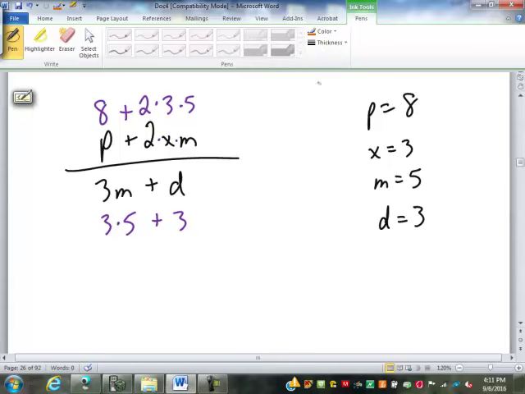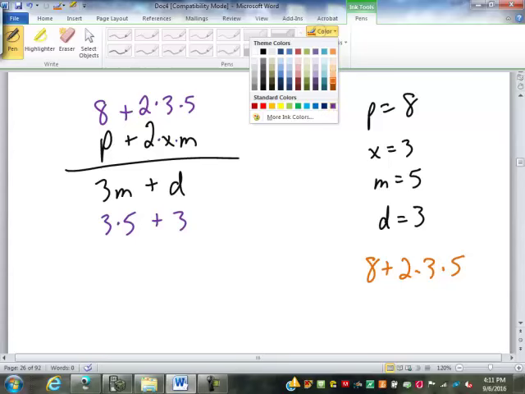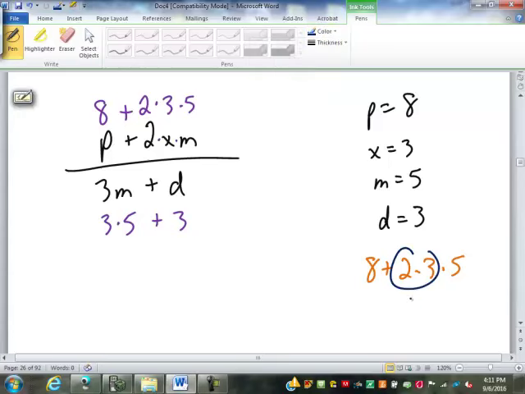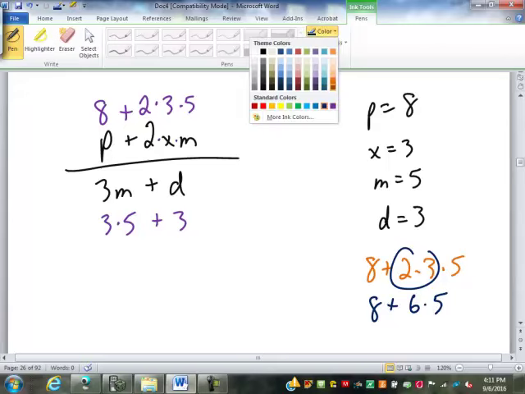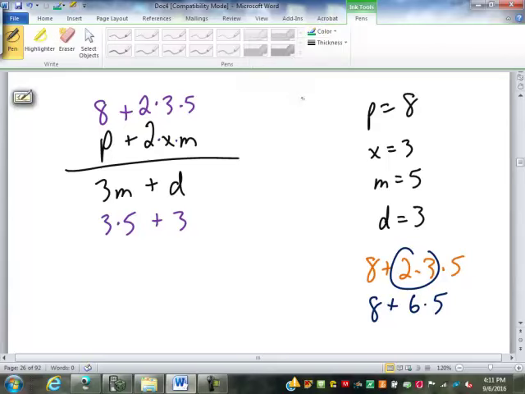So what do we have to do first on top? Multiplication. And we start with 2 times 3 is 6. And then we do 6 times 5 is 30. 8 plus 30 is 38. How many of you had 38 on top? Good deal. On bottom, what do we do first?